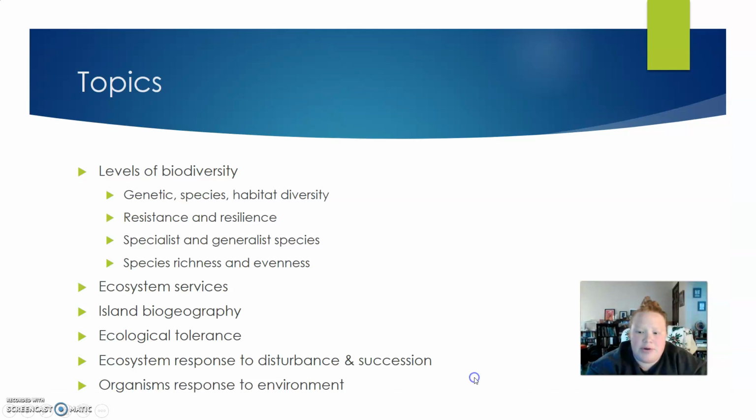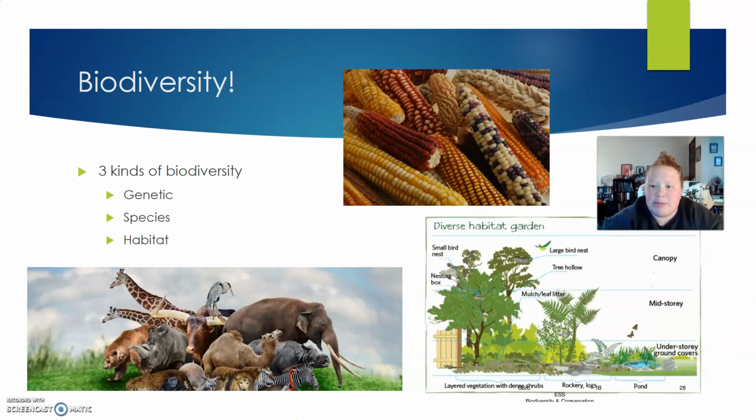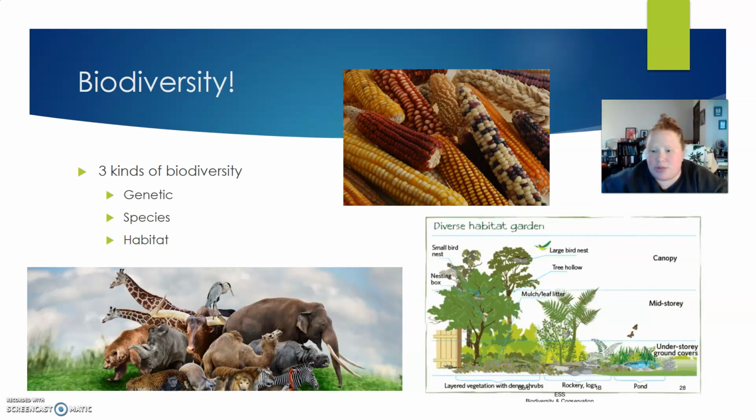So talking about biodiversity, the topics that were covered were the levels of biodiversity, ecosystem services, island biogeography, ecological tolerance, ecosystem response to disturbance and succession, and organisms' response to their environment. So starting out with biodiversity, remember we talked about 3 major kinds. Your book talks about 4, but the ones that the AP exam will focus on are genetic, species, and habitat.